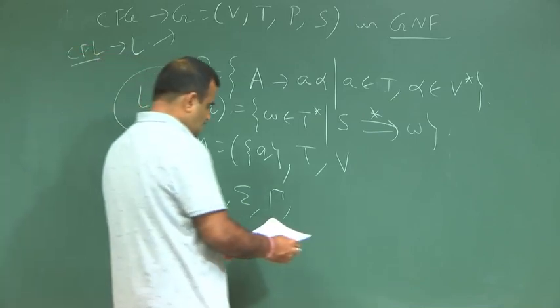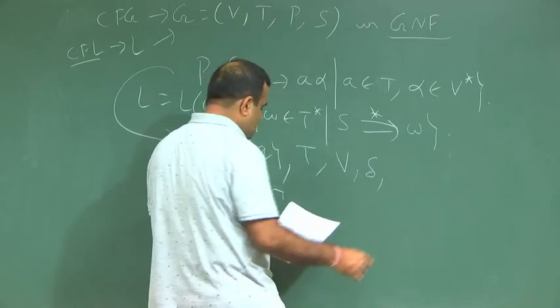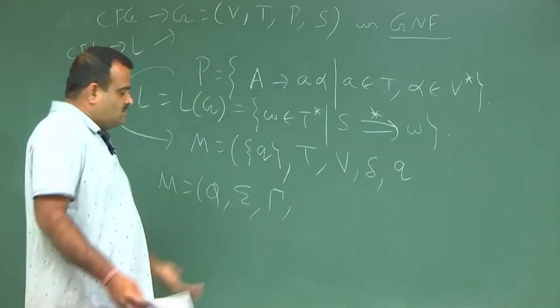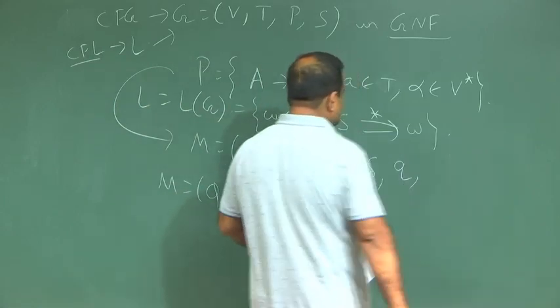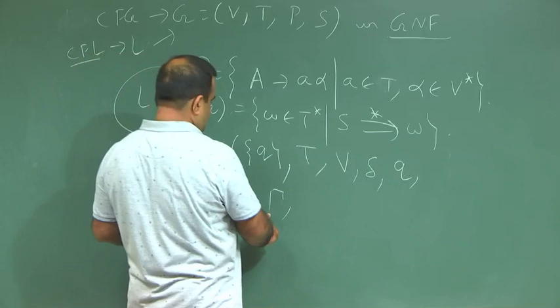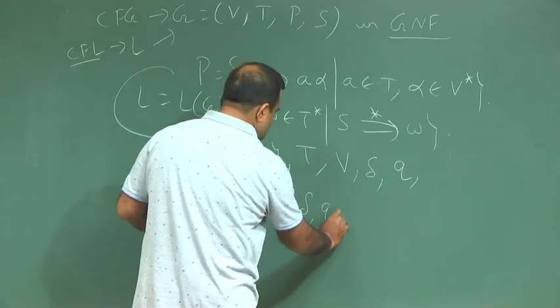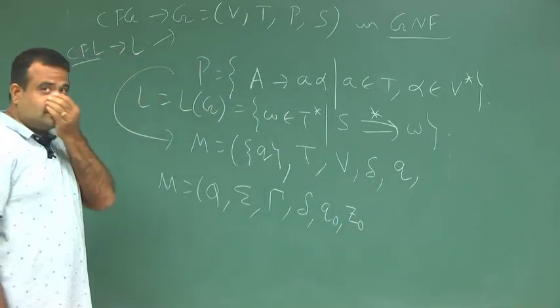And then we have a delta we have to define, so that it should accept the same language. We have only one state. So, Q is the starting state as well, and if you recall, this is delta, Q0 was there, Z0 is the starting symbol of the stack.